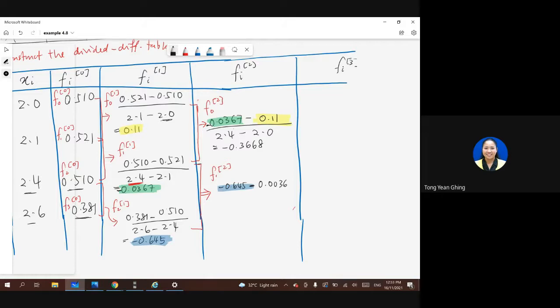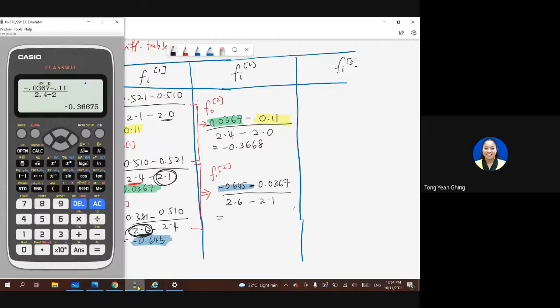Divided by, so this one is from x is 2.6 minus, so we look at here, this is 2.1. So it becomes negative 0.645 minus 0.0367 divided by 2.6 minus.